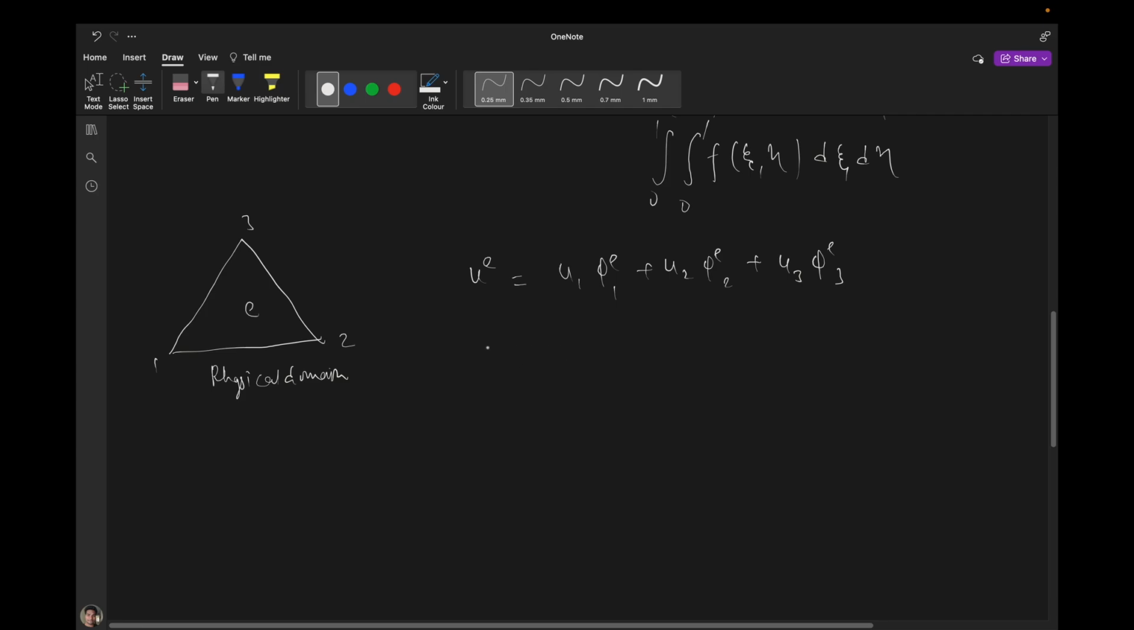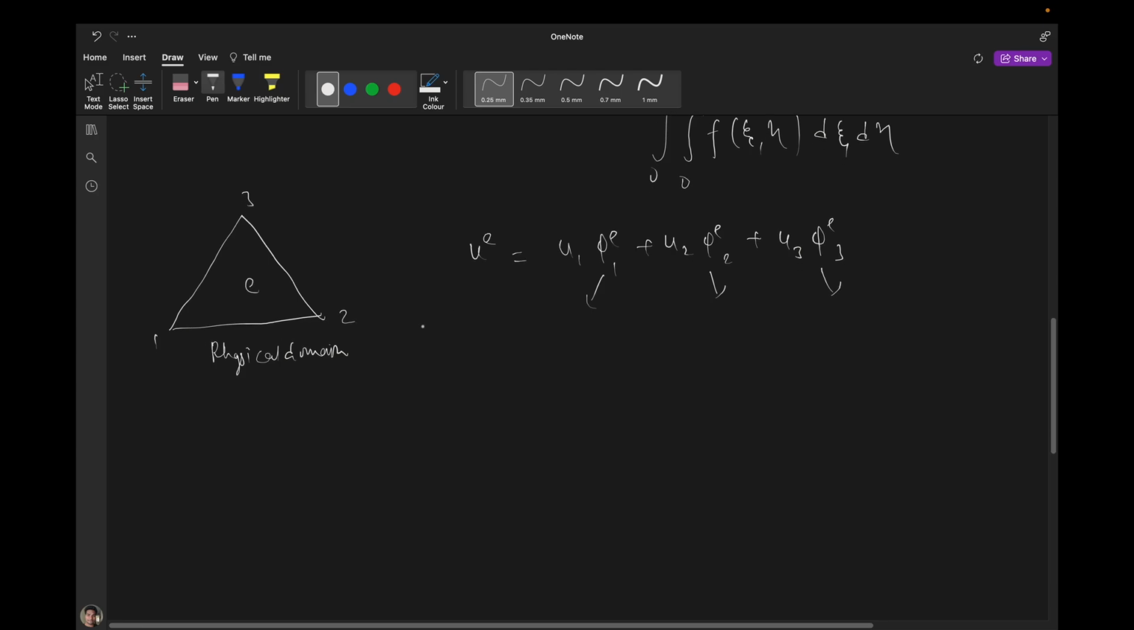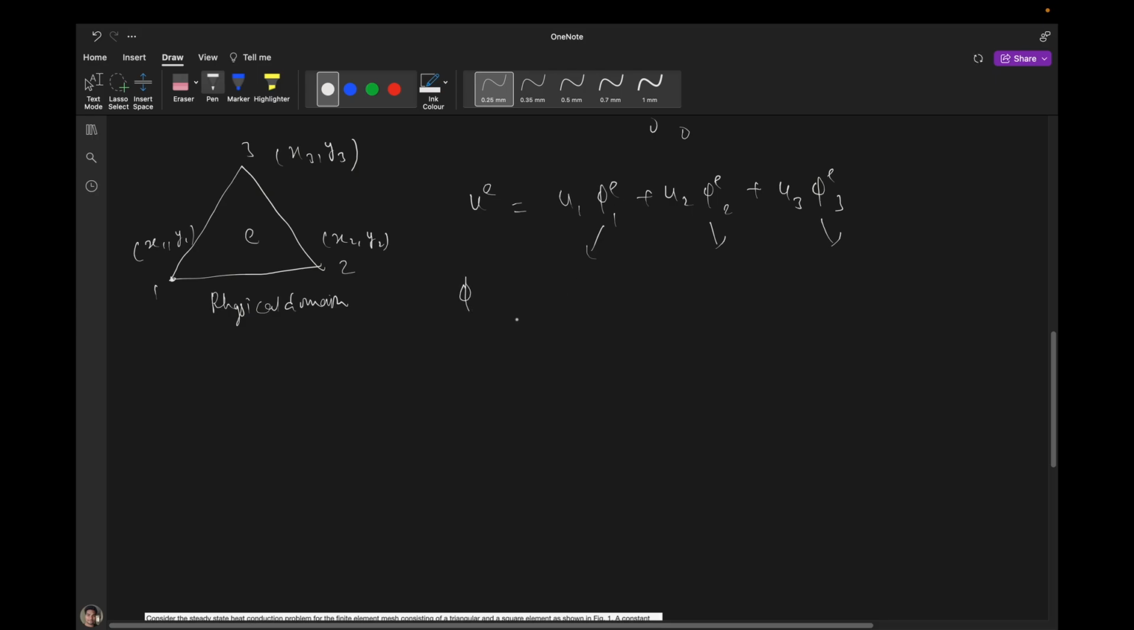Okay, and we can see that phi 1, phi 2 and phi 3 have to be adjusted such that when we substitute the coordinate of node 1, the value of phi 1 E should be 1 and phi 2 and phi 3 should be 0. So suppose the coordinate of node 1 is x1 y1, node 2 is x2 y2 and node 3 is x3 y3, then we can write phi 1 for this particular element. Then we substitute.